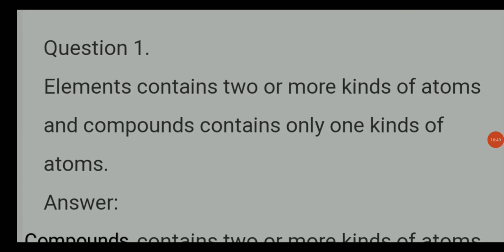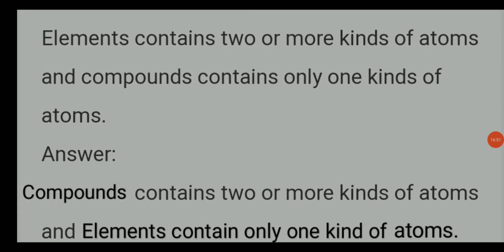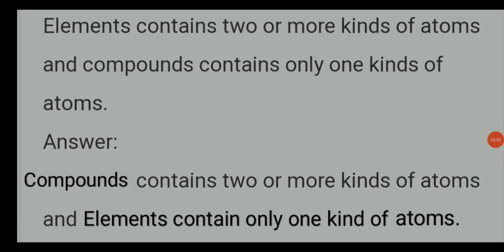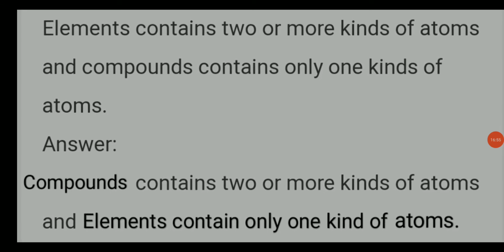Your seventh topic, rewrite the sentence in correct form. Question: elements contain two or more kinds of atoms, or compounds contain only one kind of atoms. So rewrite it like this: compounds contain two or more kinds of atoms and elements contain only one kind of atoms.